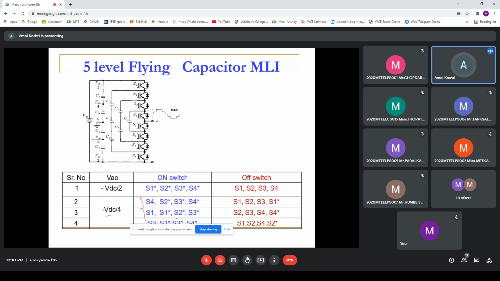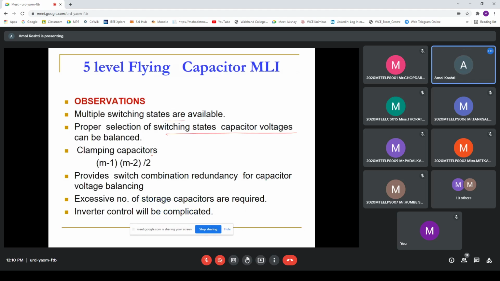So how can we use any one of these? Suppose we use the first one. Here we have to turn on these switches S4, S2 dash, S3 dash, S4. If we move to this one, we have to turn on only these portions and turn off these portions. If we are turning on this, we have to turn on this. So in this way, we have to produce the output. The clamping capacitor count formula I have already told you. So it provides the switch combination redundancy for capacitor voltage balance.